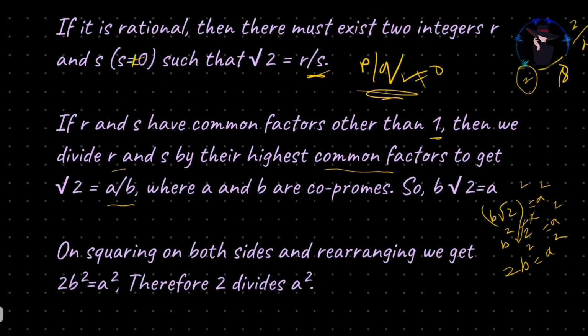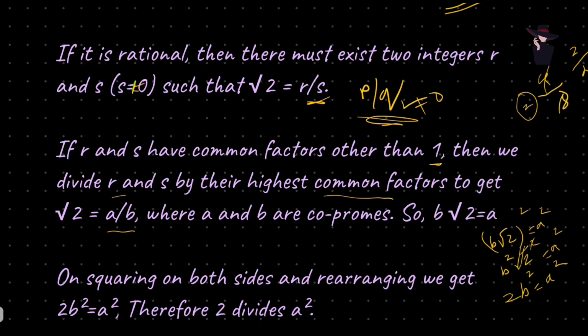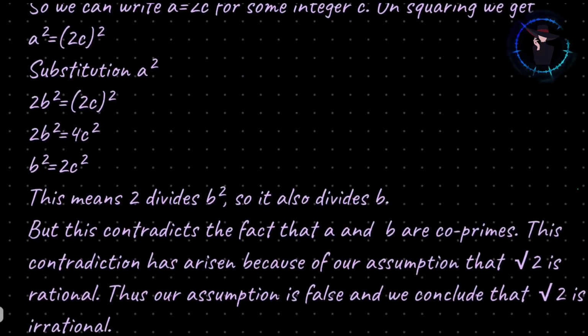As I already said, these should be co-prime, but we only got 2. As we only got 2, which is not a co-prime, it is a prime number. So the contradiction has arisen. Why has this contradiction arisen? Because we assumed that root 2 is rational. That is why this contradiction has arrived.